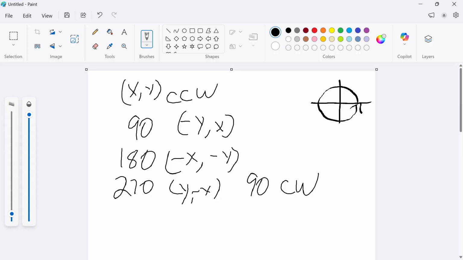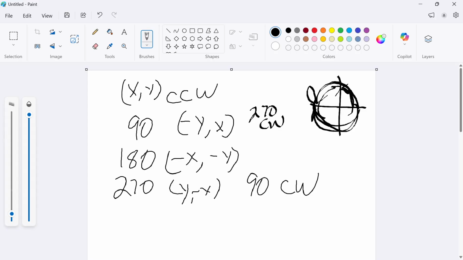Counterclockwise is positive angles. So if it tells you clockwise, well, think about this. 90 degrees counterclockwise is 270 clockwise. 180 degrees, it's the same, clockwise or counterclockwise. And 270 counterclockwise is like this, and clockwise would be the same as 90. So this is 90 clockwise.